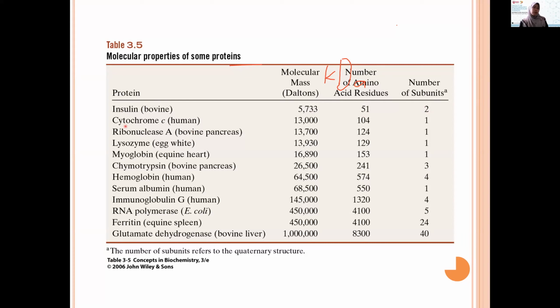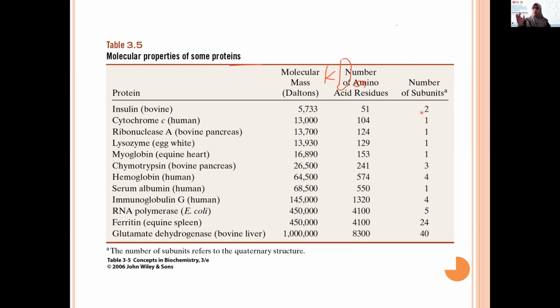And then we have cytochrome C. It is about 13 kilodalton. The number of amino acids is much bigger than the first one, which is 104, but the number of subunits is only one. That means it has one type of subunit. Okay, but it is 104 amino acids.